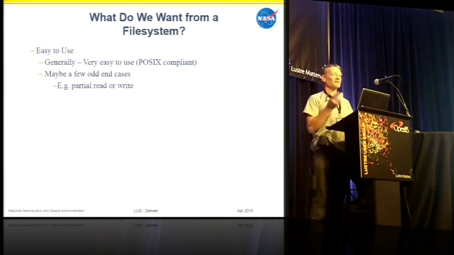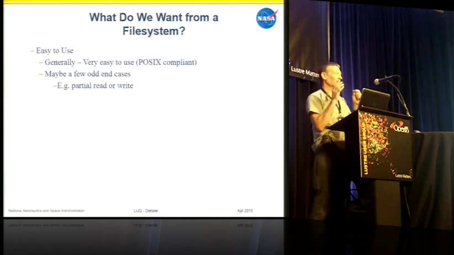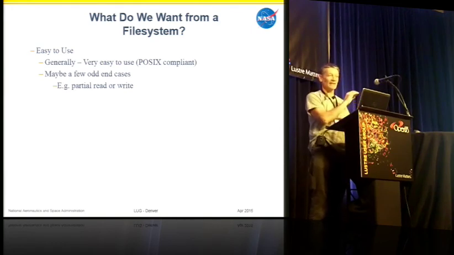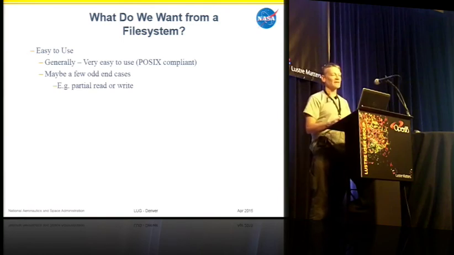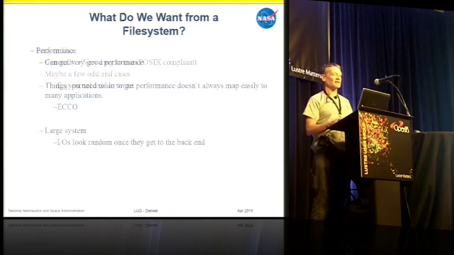Is it easy to use? Generally, very. People see it as a POSIX file system. So it's actually amazing that it can span from being something that people work on their desktop to running on the supercomputer, and it works. That's a real big success there. There are some odd cases around partial reads and writes, things that we haven't resolved, but for the most part it is very easy.